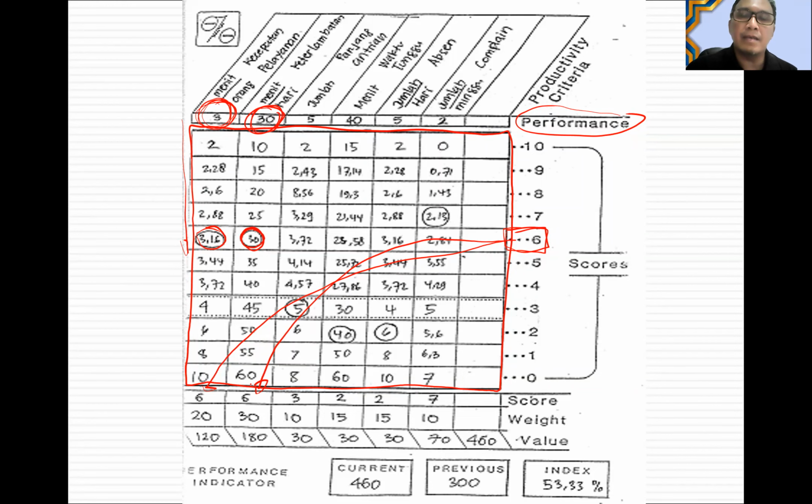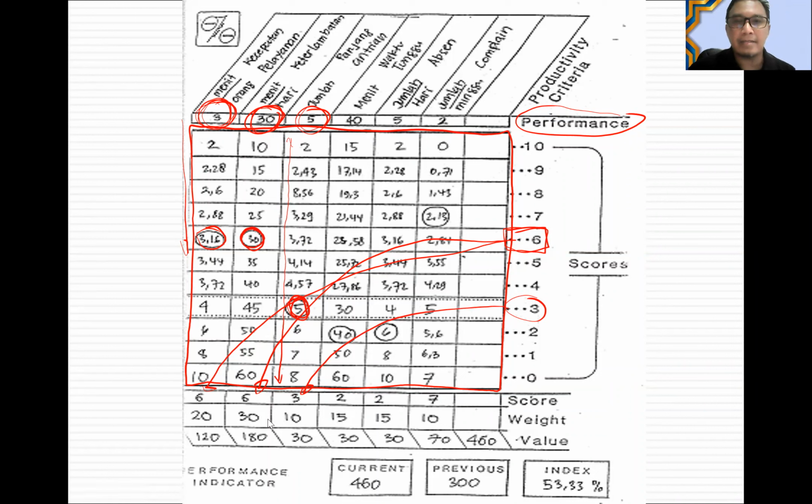And then the length of the queue: the result of measurement is 5. We need to see in this column which cell is closest to 5. So we have 5 here, and the score is 3, right? And we put 3 there. And so on. All right.